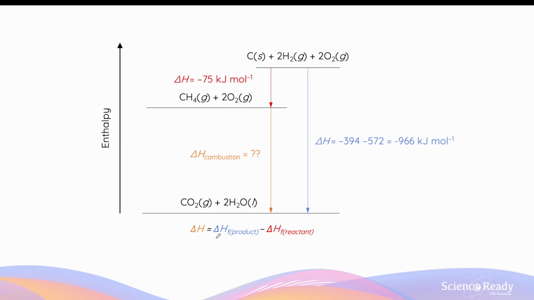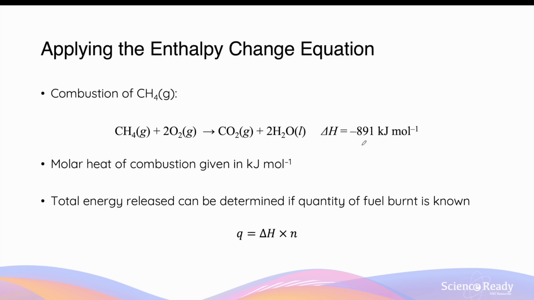So we have the enthalpy change of the products, so of the CO2 and water, minus the enthalpy change of formation of the red part, which is the enthalpy change of formation of the reactants, methane and oxygen. And when we subtract the two, we'll get a final enthalpy change, and that is the heat of combustion of methane, minus 891 kilojoules per mole.